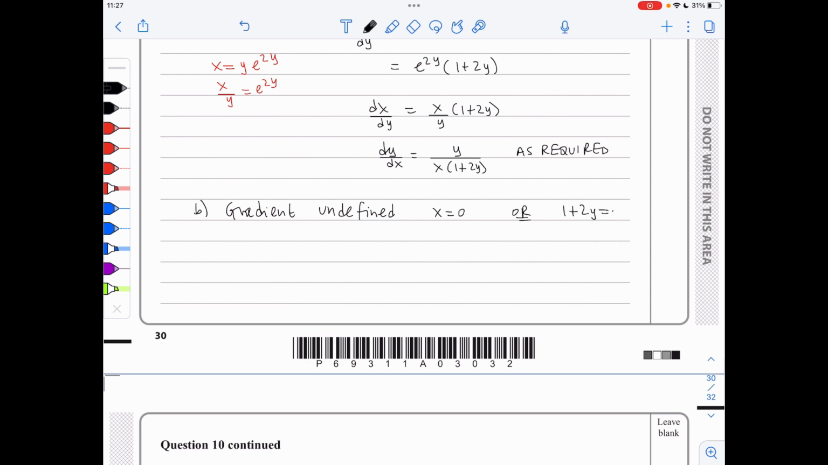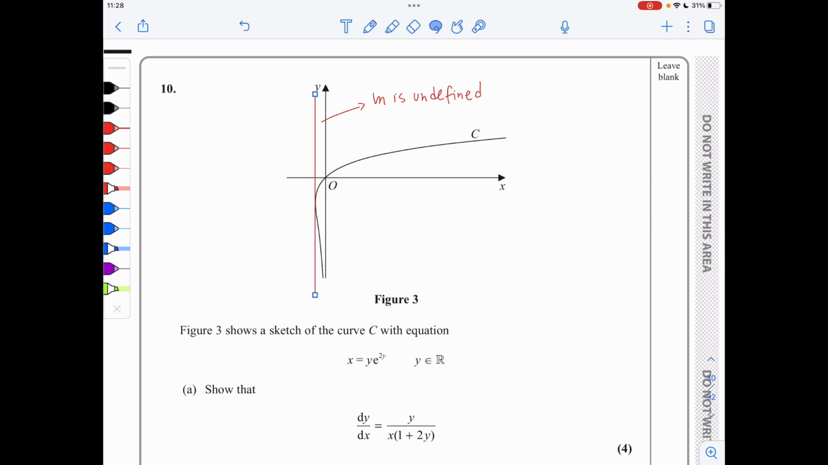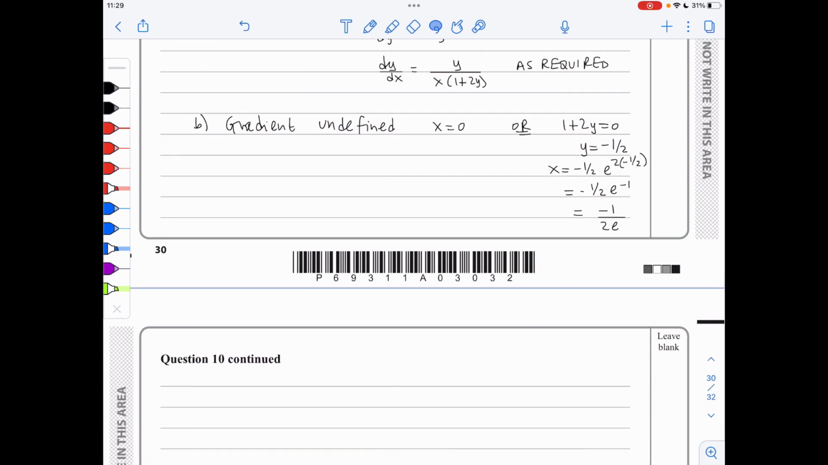So if 1 plus 2y is 0, this means that y is minus a half, which makes x being minus a half e to the 2 times minus a half, which is minus a half e to the minus 1, which is minus 1 over 2e. Now these two values for x are essentially the limits for k, because if we go back to our graph, we can see that when x is minus 1 over 2e, we are exactly tangential at that point, and therefore there is one point of intersection. And when x is 0, it's the y-axis, and we again have one point of intersection, and anything in between is what we're looking for, two distinct cuts. So this means that we can conclude that k should be between minus 1 over 2e and 0.